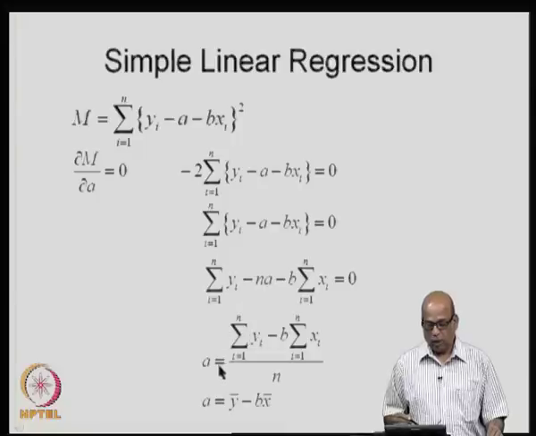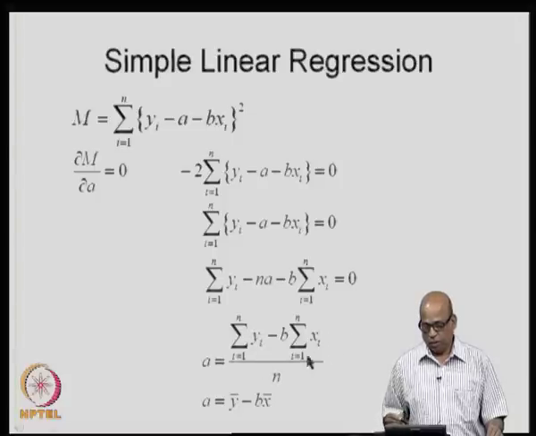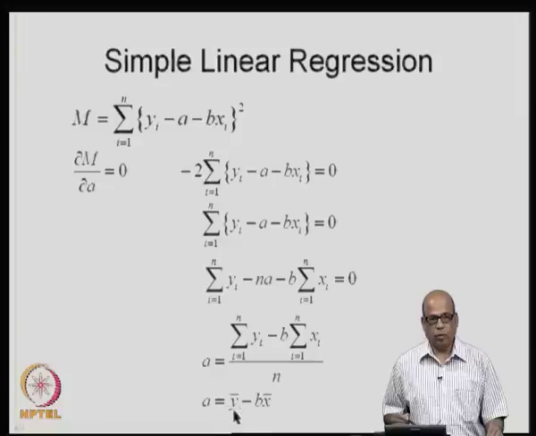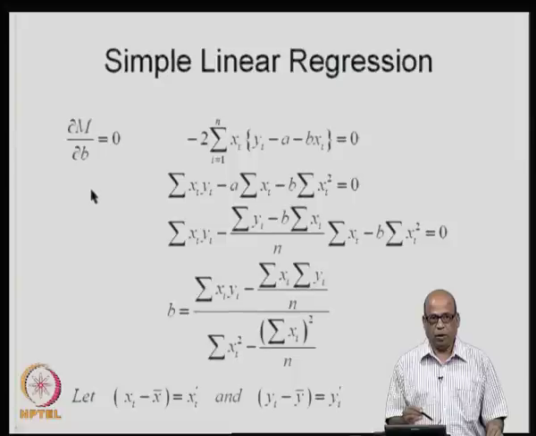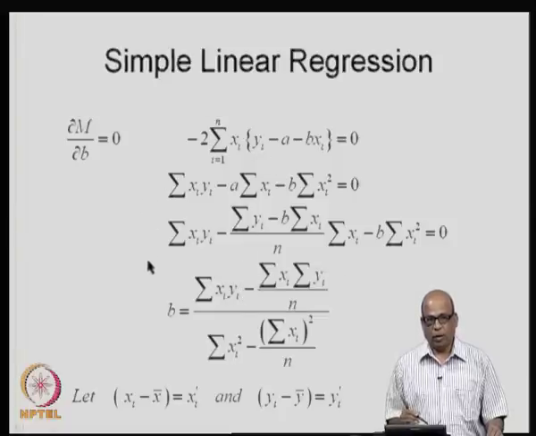We first get a is equal to y bar minus b x bar. You get a sigma y_i term here and a sigma x_i term here, divided by n. So, you get a is equal to y bar minus b x bar. Similarly, you differentiate with respect to b now, dM by db is equal to 0. You get this expression, all the details are here, it is simple arithmetic, and then you get this term.